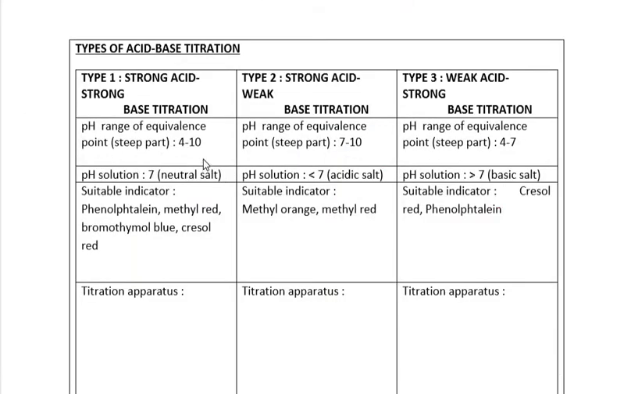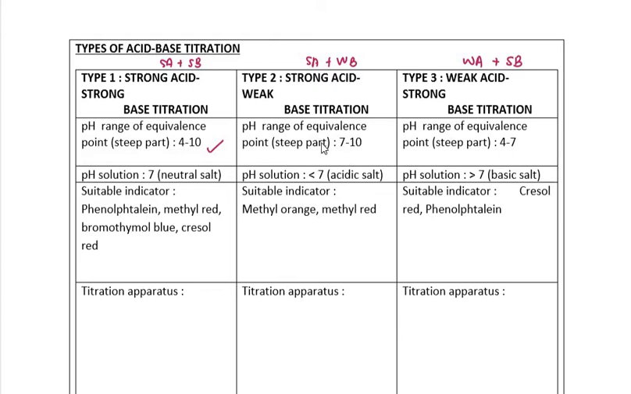Here we have three types of acid-base titration. The first is strong acid and strong base titration. The second is strong acid and weak base titration, and the third is weak acid and strong base titration. For the first type, the pH range is 4 to 10 where the equivalent point will occur. You have to memorize this point. The pH of the solution is 7, which is a neutral salt. Suitable indicators are phenolphthalein, methyl orange, bromothymol blue, or chlorophenol red.